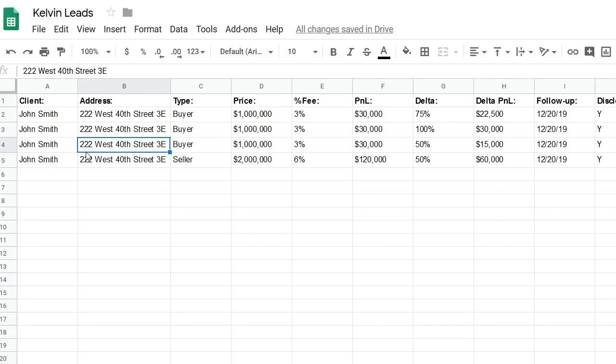So this is one of the easiest and best ways to stay on top of the clients and deals you're working with. And remember, it's extremely important to stay organized, otherwise you will very likely forget to follow up on certain deals, and this is the best way to keep on top of everything.